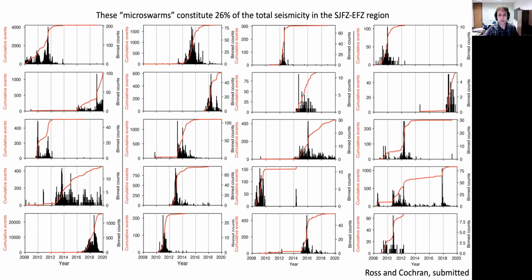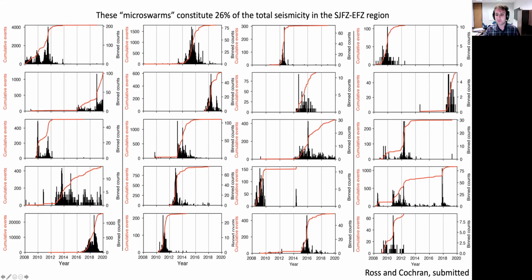We can look at some of these in detail, and to just kind of inundate you with data, here are 20 of those 92 swarms, where the timescale on each of these is 12 years from 2008 to 2020. You can see that there are lots of different examples, and they're all happening at different times. Some of these are short, maybe a year, and others, like this, last for 6 years or longer.